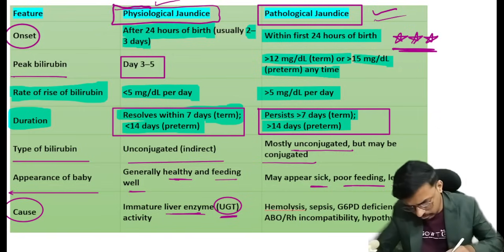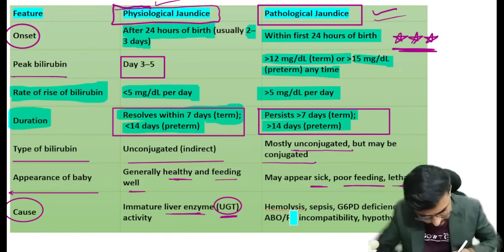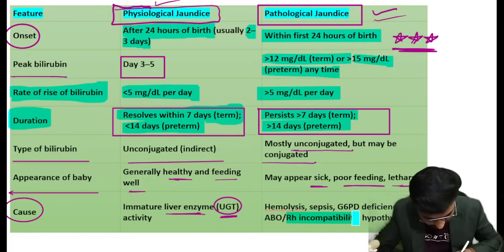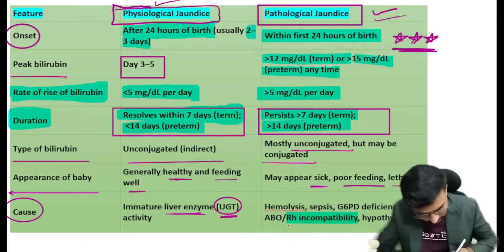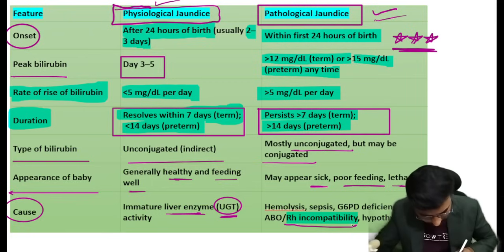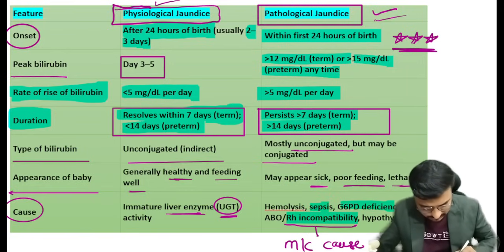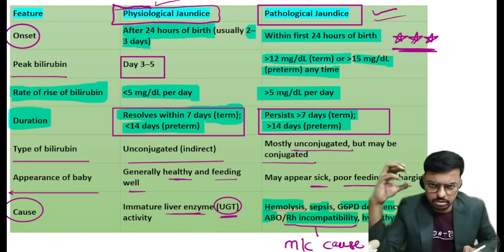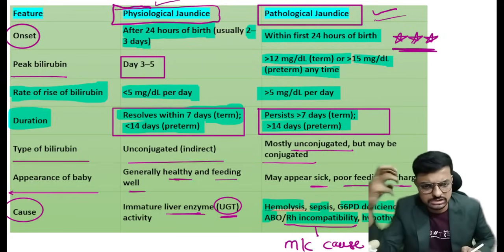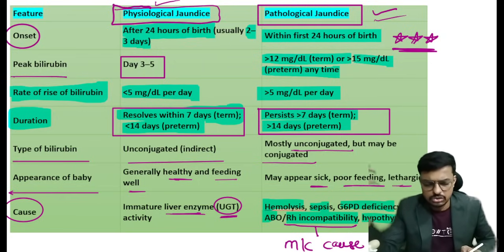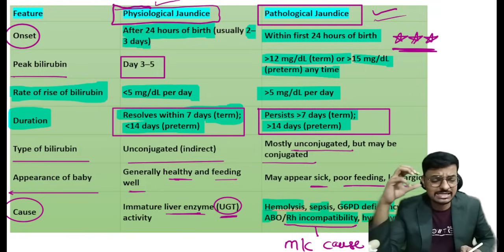And the most common cause of pathological jaundice is Rh incompatibility. This is the examiner's favorite topic, favorite question. The most common cause for pathological jaundice is Rh incompatibility. It also happens due to sepsis, G6PD deficiency, that is hemolysis, hypothyroidism, and ABO incompatibility in the baby. Wherever more blood is breaking down, there are situations where the bilirubin is produced excessively. Especially the most common cause for pathological jaundice is Rh incompatibility. So please do remember, right?